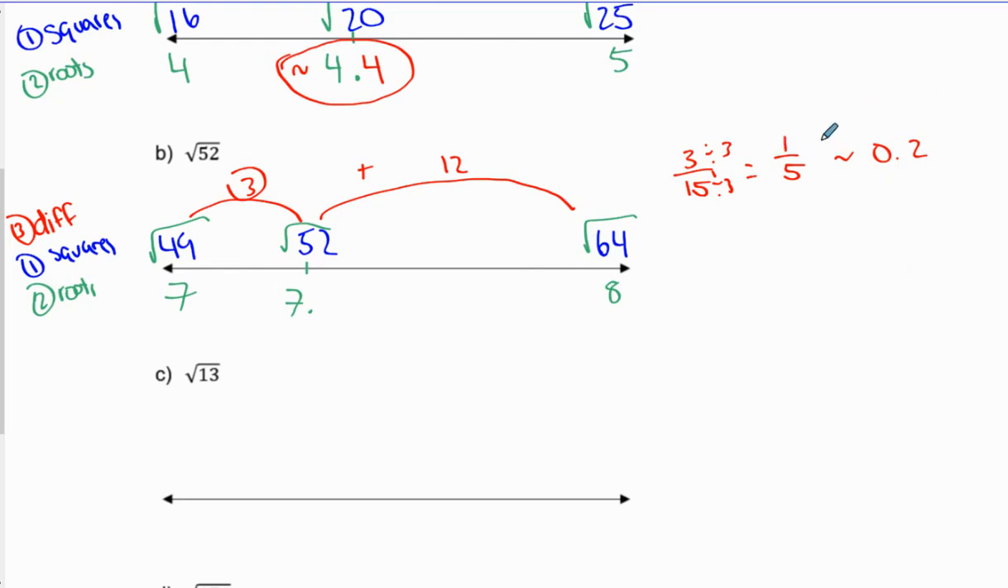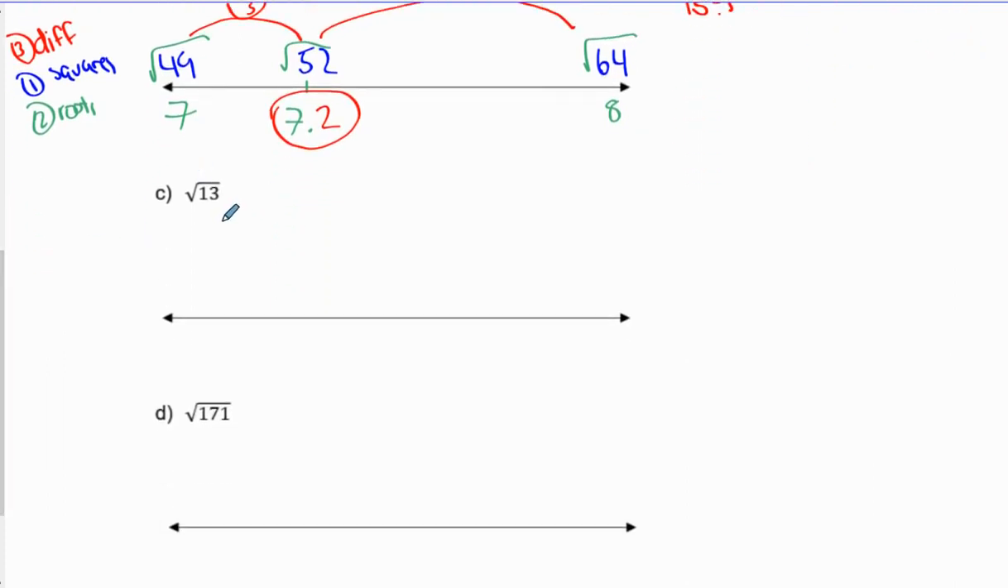Once again, if you were unsure about that, I have 1 and I'm dividing it by 5. 5 goes into 1 no times. Then add a 0 there, so 5 goes into 10 2 times. And we get 10 and 0, so 0.2. Okay, so I should be expecting 7.2 to be the square root of 52.